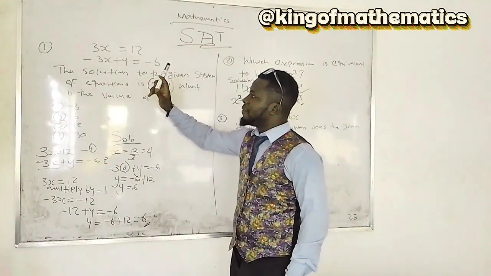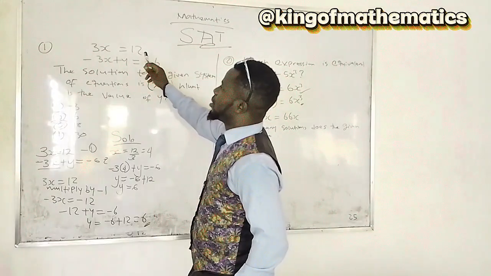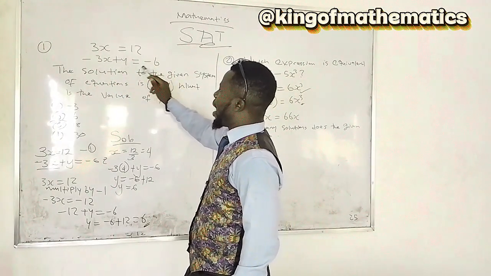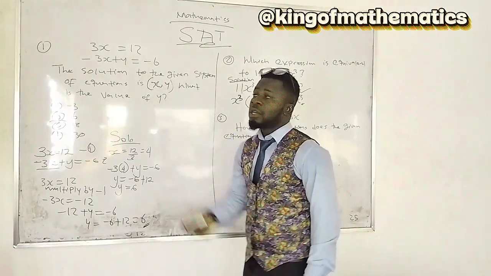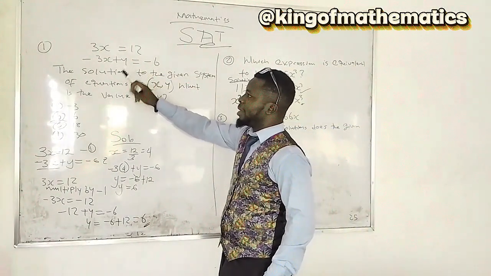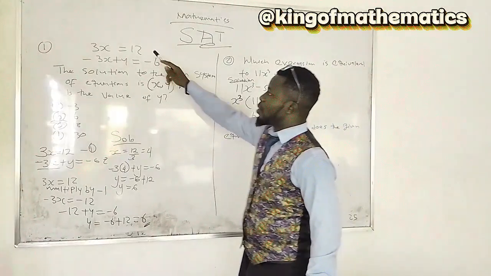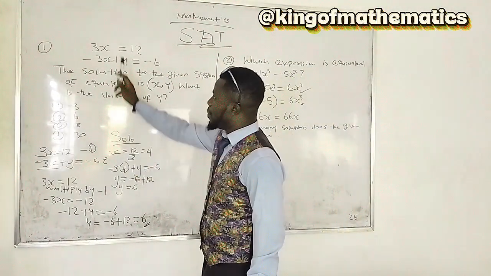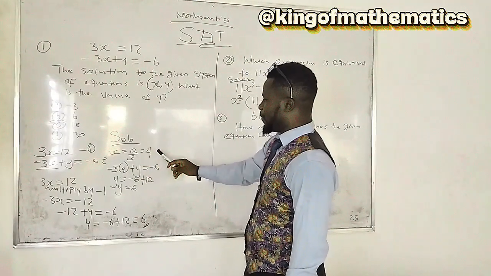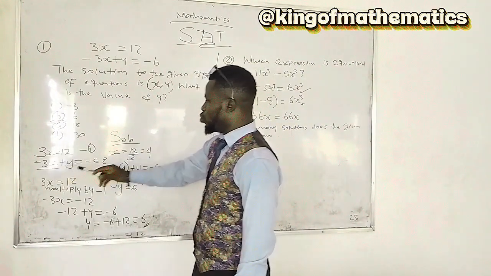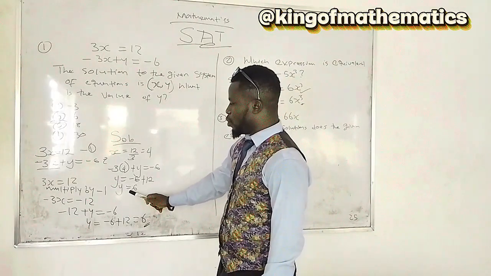The first question says that 3x equals 12 and minus 3x plus y equals minus 6. You are asked to find x. If you want to find the value of y, once you find x, you can call these equation 1 and equation 2. From equation 1, you get x equal to 4. Then substitute that for x in equation 2 and you get y equal to 6.